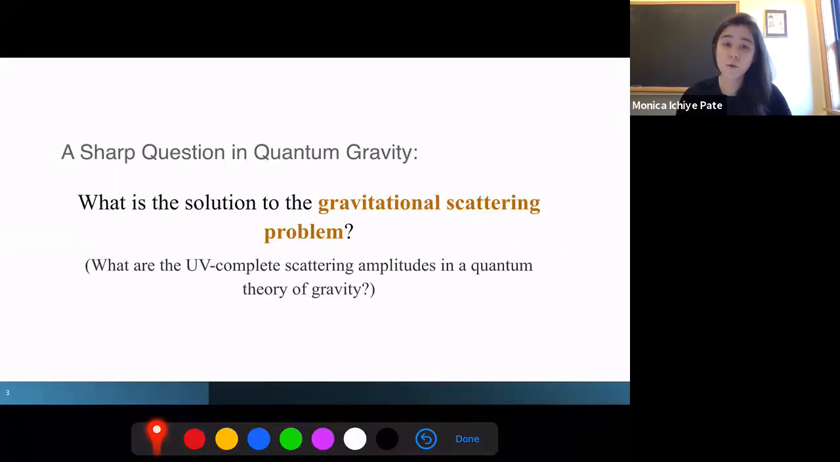So thus, a sharp question that directly addresses the problem of quantum gravity is, what is the solution to the gravitational scattering problem? Or more precisely, what are the UV complete scattering amplitudes in a quantum theory of gravity? Meaning simply, what are the predictions for scattering at high energies in a theory of gravity? So this question will be the central focus of the talk, and our interest in it resides in the fact that it represents a concrete approach to the fundamental problem of quantum gravity.